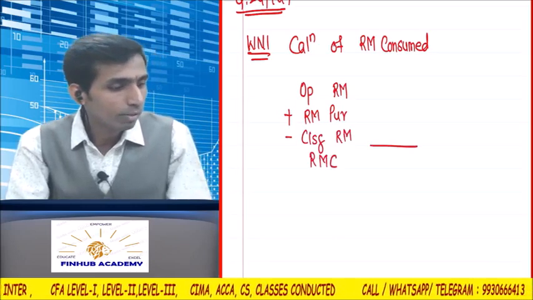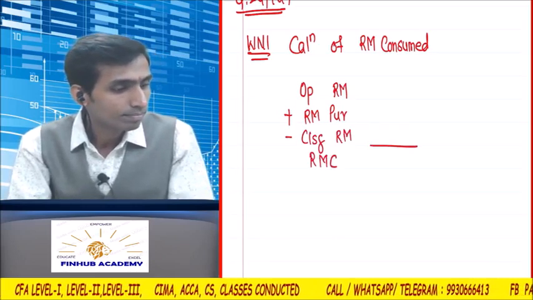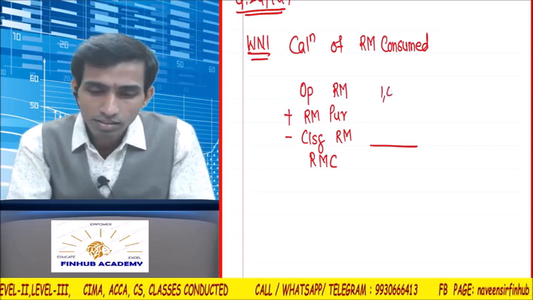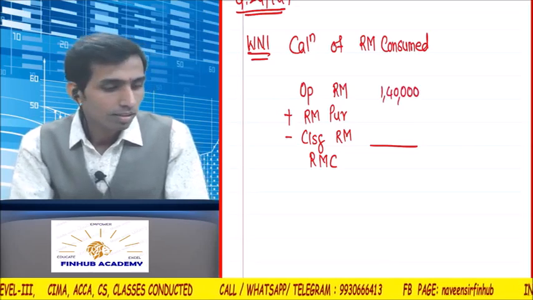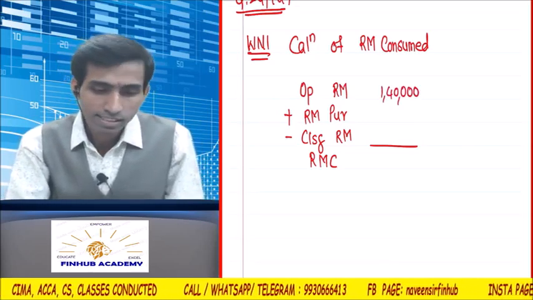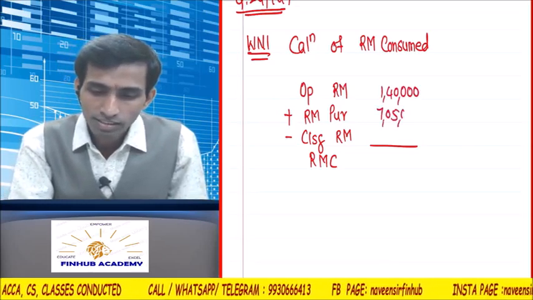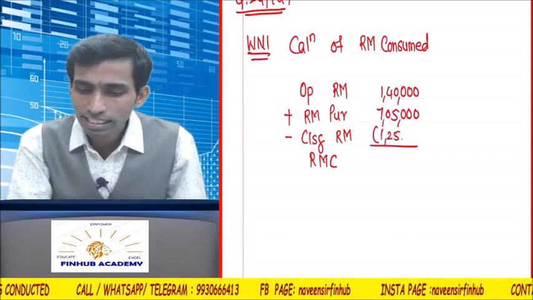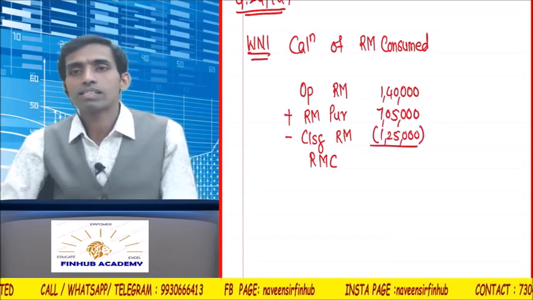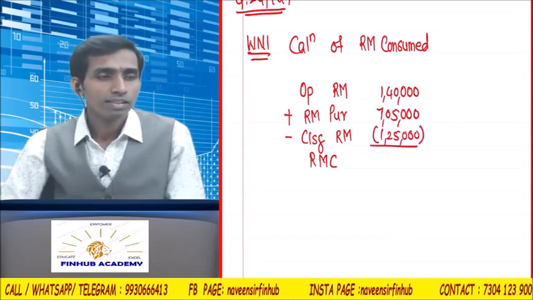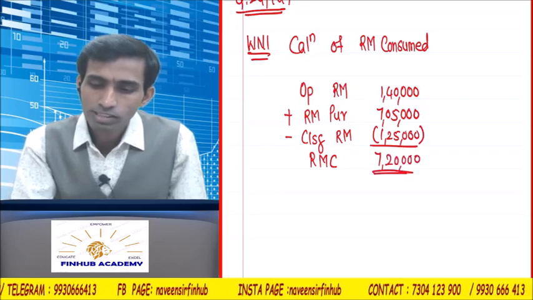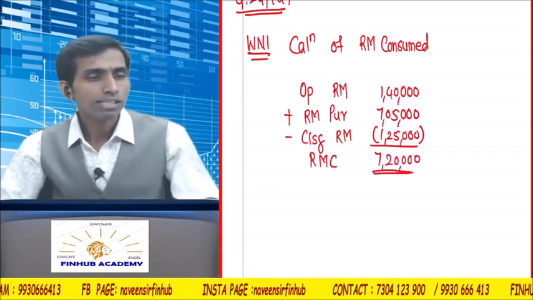So opening raw material is how much? How much is it given? 1,40,000. Raw material purchase is 7,05,000. Closing is 1,25,000, minus 1,25,000. Please give me the answer. 7,20,000. Please copy this.